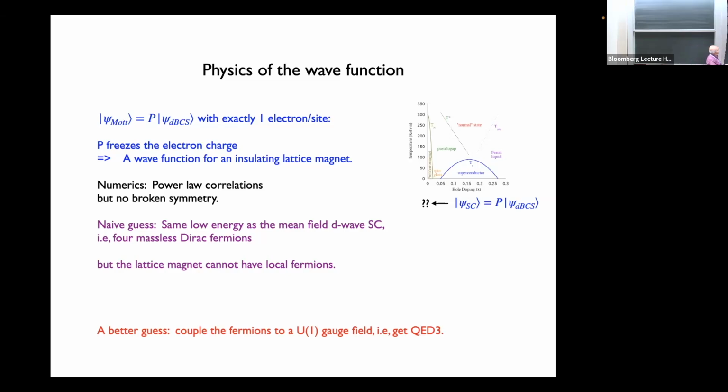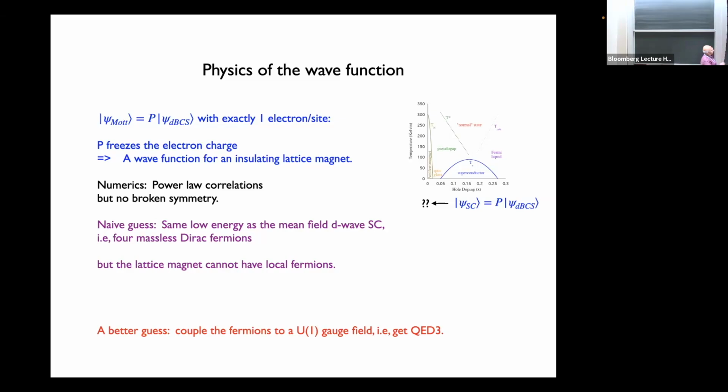And again, I'm not putting references because it's far too many to the numerical work. There's 35 years of work in the field. But there's numerics that show that you can measure, say, the spin-spin correlation, and it has a power law in this wave function, right? At 1 electron per site. And then there's no broken symmetry. You don't break spin rotation, you don't break lattice symmetries, and so on and so forth.